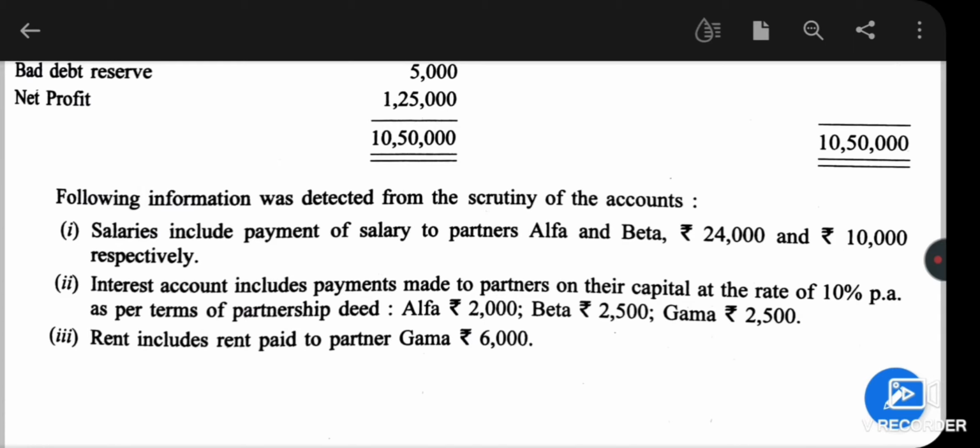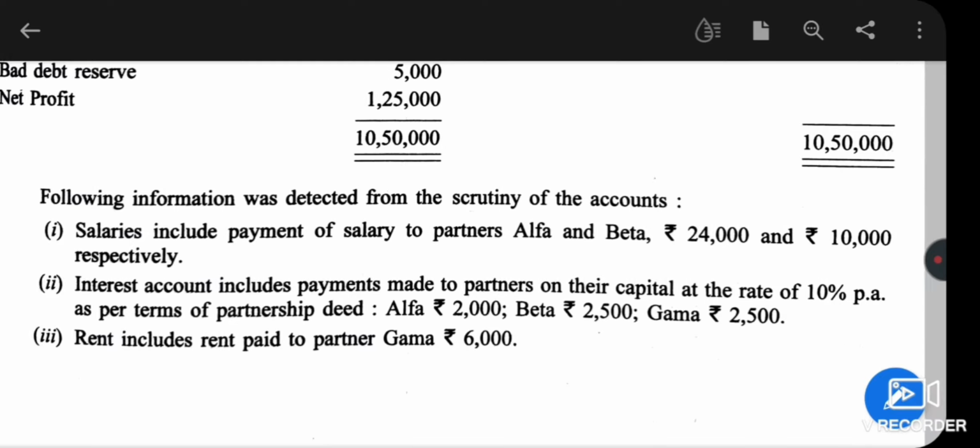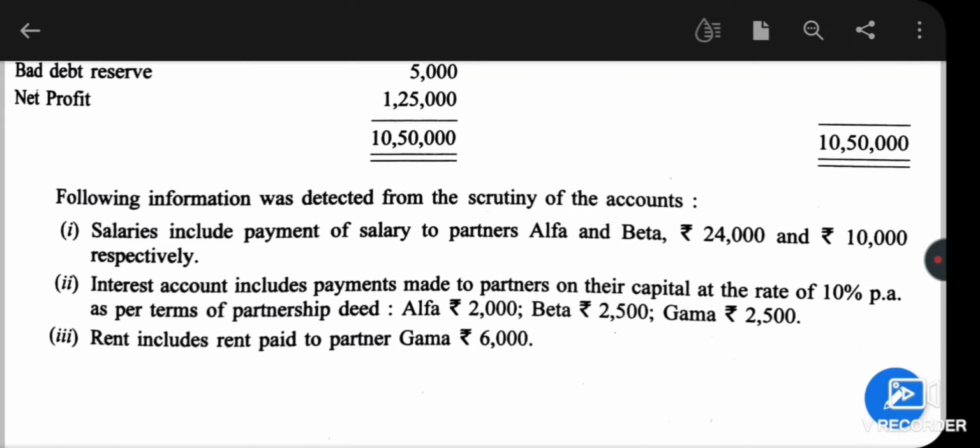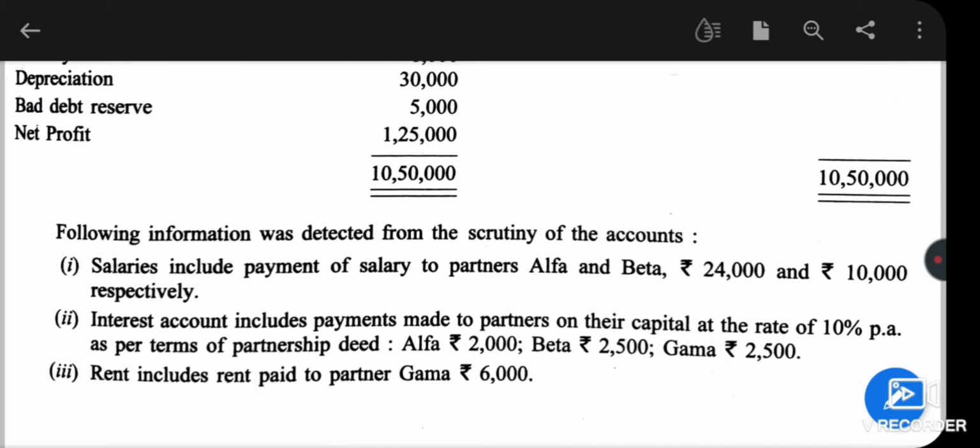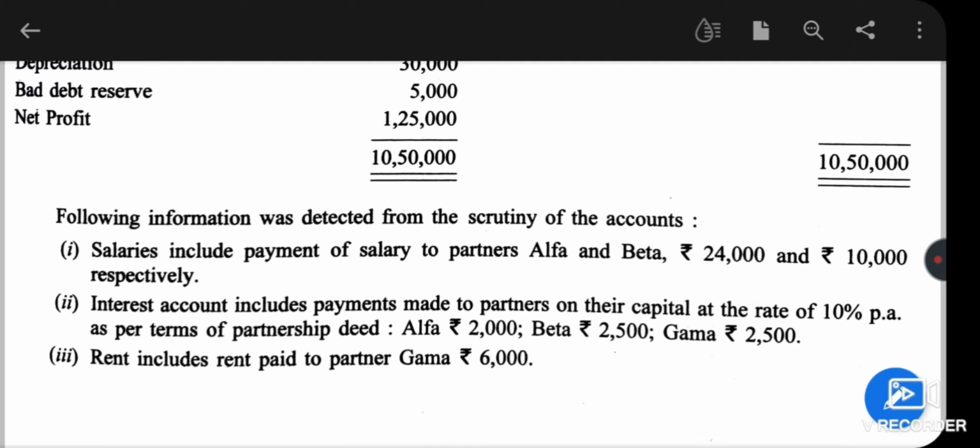So under this situation, interest is 10% per annum, therefore it is an allowable expenditure. However, if it exceeds 12%, then in that situation it's not going to be an allowed expenditure. Okay, and then rent includes rent paid to partner Gamma. Now, no matter what, rent is an amount that's being paid by the firm itself, so it doesn't matter who it's being paid to. So rent is an expenditure of the firm no matter who it has been paid to.